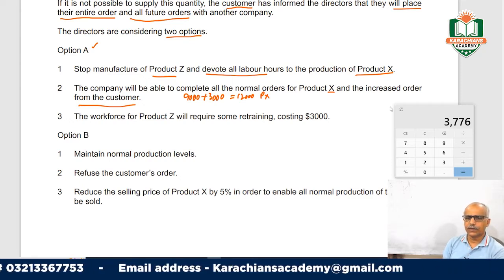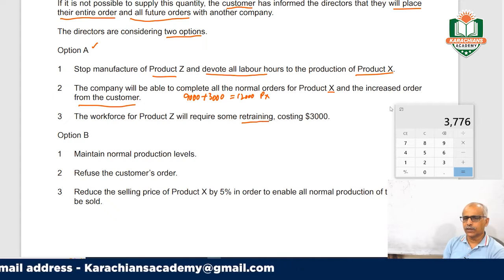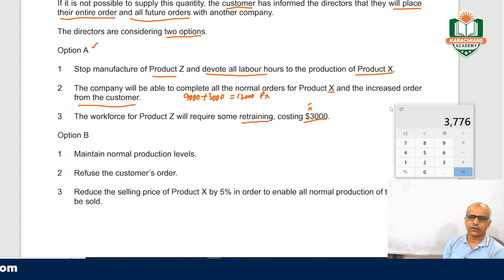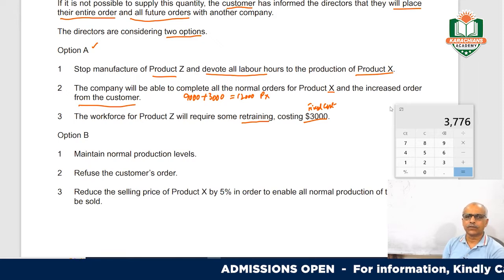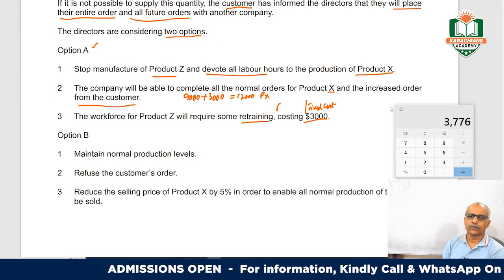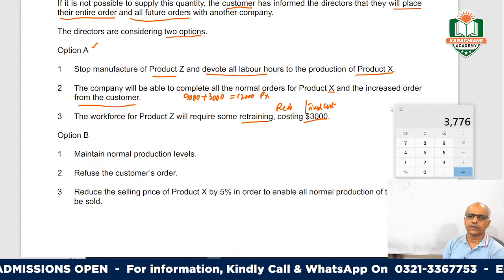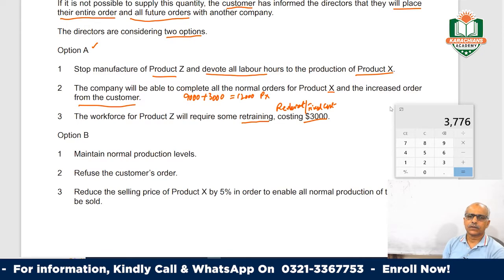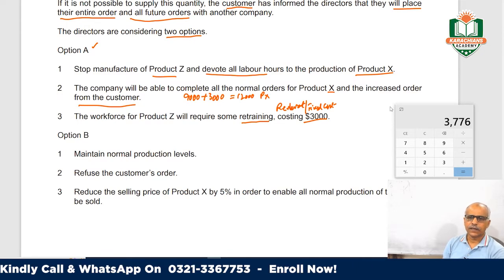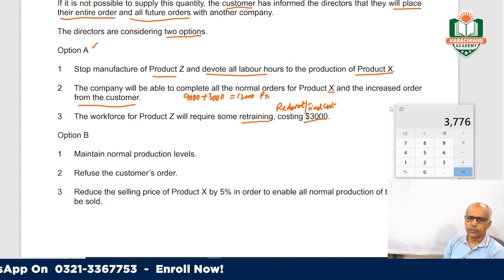So this requires some retraining, and the retraining cost will be another fixed cost, or you may say a relevant cost, relevant to this decision. So ultimately this will be an additional cost. This is option number one.